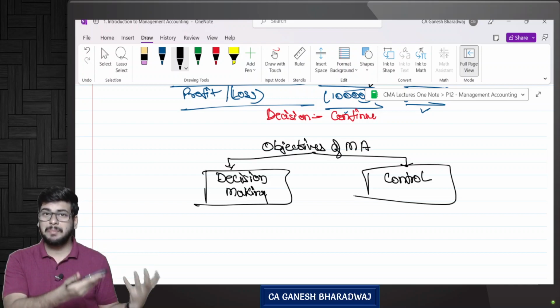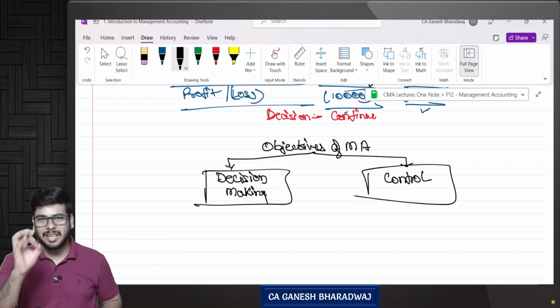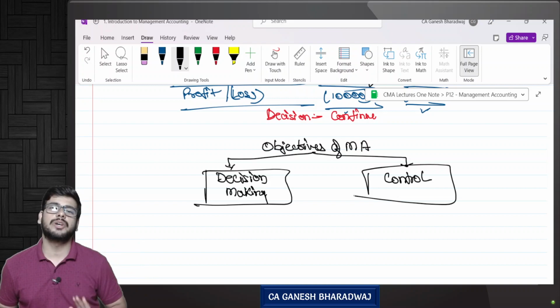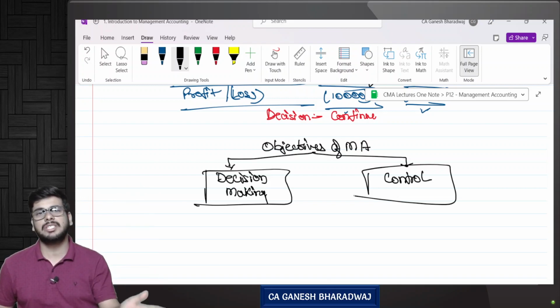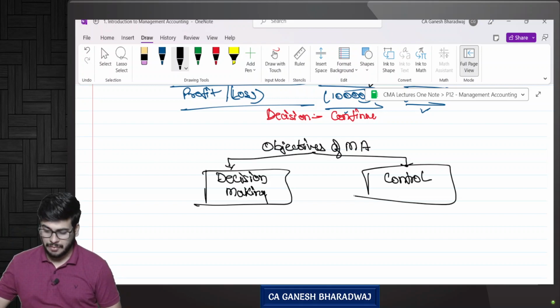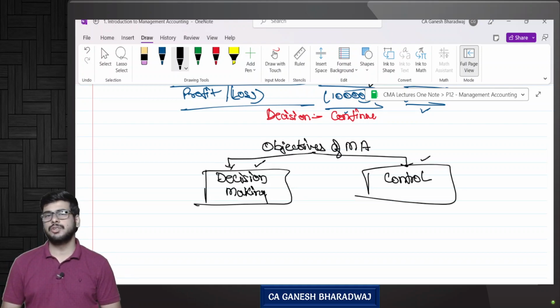That's why in paper 8, strictly speaking, the entire paper is not cost accounting. Some management accounting chapters are also hidden inside your cost accounting paper number 8. That's why the same chapters are once again appearing in your paper 12, management accounting. So please know that the objectives of management accounting are broadly decision making and control. Are you clear with this?